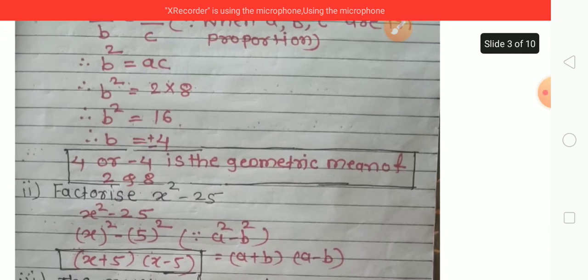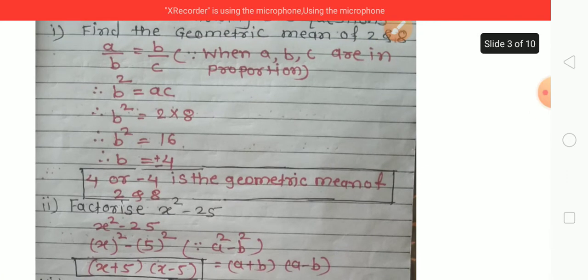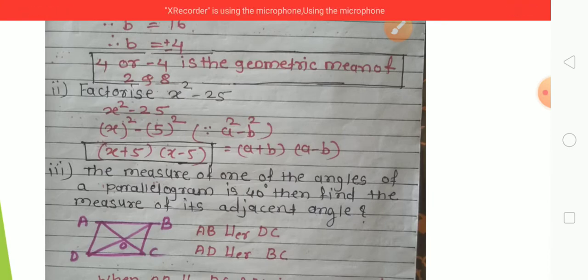So plus minus 4, so 4 minus 4 is the geometric mean of the 2 and 8. Factorize x square minus 25. So x square minus 25, the first number x square minus 5 square is 25. The formula is in the form of a square minus b square. By applying a square minus b square, we expand it as x plus 5 and x minus 5. So that is the final answer, x plus 5 and x minus 5.